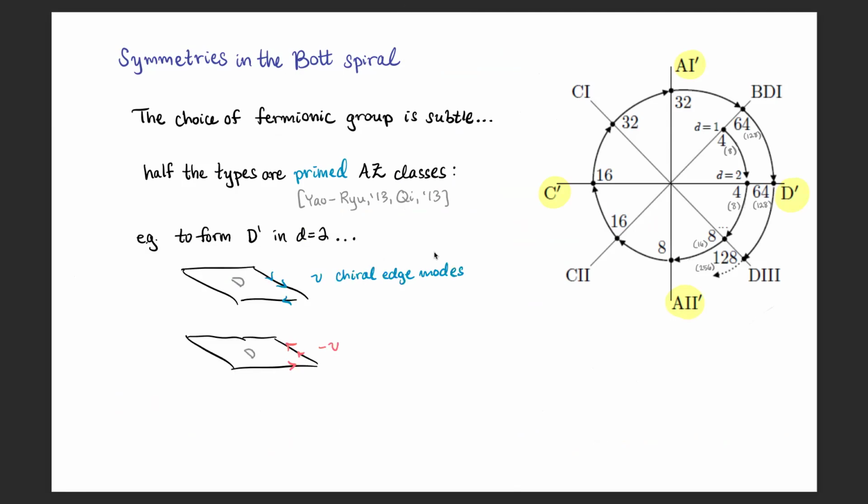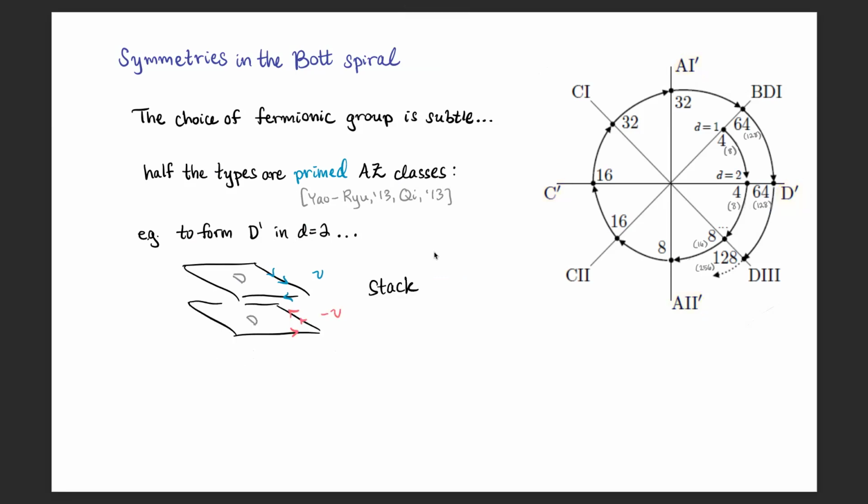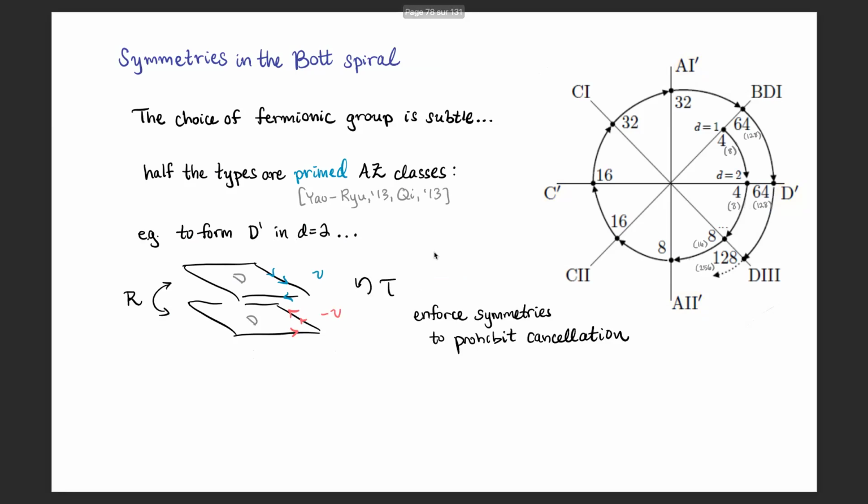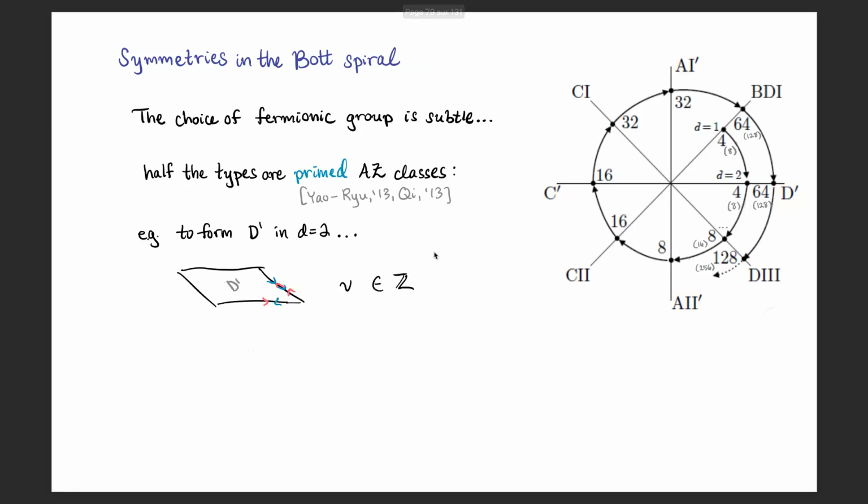So let me just give an example of what this is supposed to be. For a primed phase, you're supposed to take 2 copies of a chiral phase, for example class D in 2 dimensions, and take opposite invariants. Normally when you stack these things, they would just cancel because they're inverses, but to prevent them from canceling, you instead add some additional symmetries. You enforce either a reflection or a spin conservation mod 2 symmetry and a time reversal symmetry to prevent them from canceling. And then you get this phase D prime, and more generally for the other types.